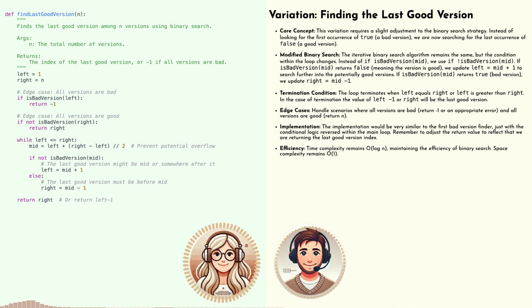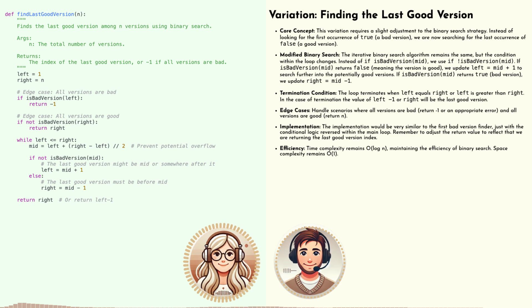Now, what happens if the mid version is bad? Well, if mid is bad, we know the last good one must be somewhere before it. So we move right to mid minus 1, narrowing our search down to the left half, but this time excluding the mid version since it's bad. You got it. And just like before, we keep doing this whole mid calculation, checking if it's good or bad, and moving left or right until those two pointers meet up. And when they do, left is pointing right at the last good version, right? Mm-hmm. So to get the first bad version, we just do left plus 1.